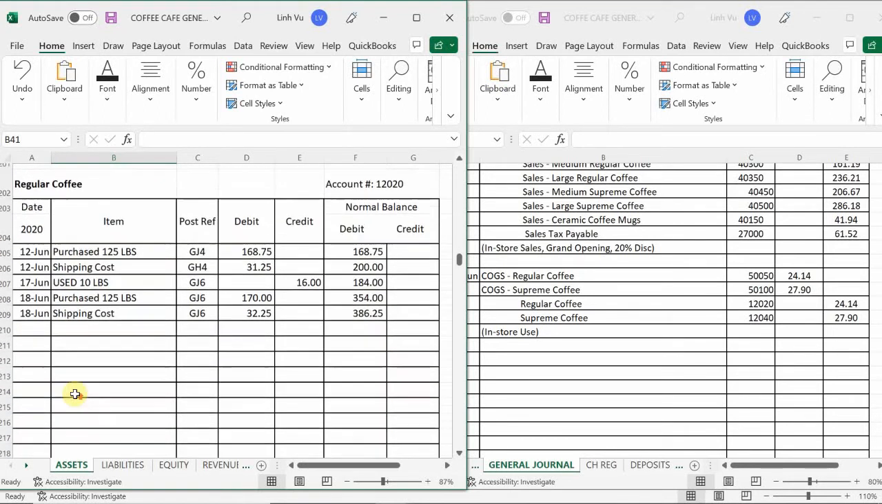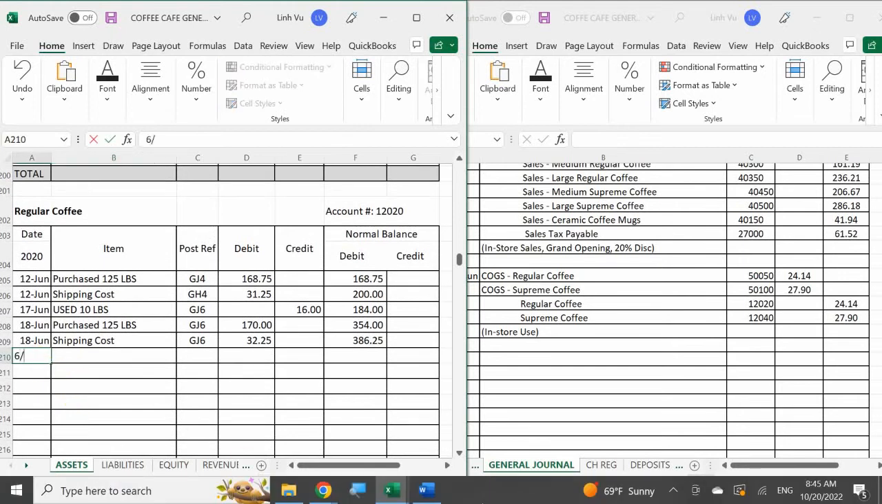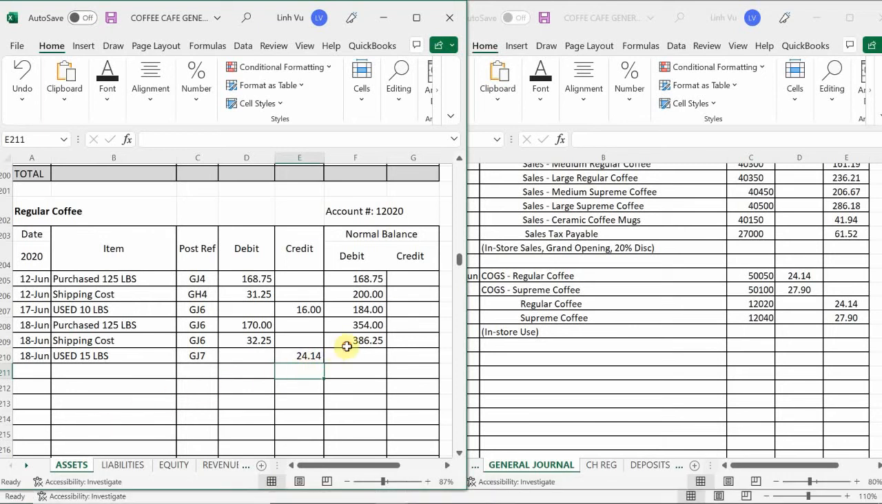Here's my inventory. Regular coffee, I used 15 pounds, which cost how much? 24.14. Okay. So now how much should my account balance be if I used up $24.14 of my inventory? 362.11. 362.11 is correct, right?